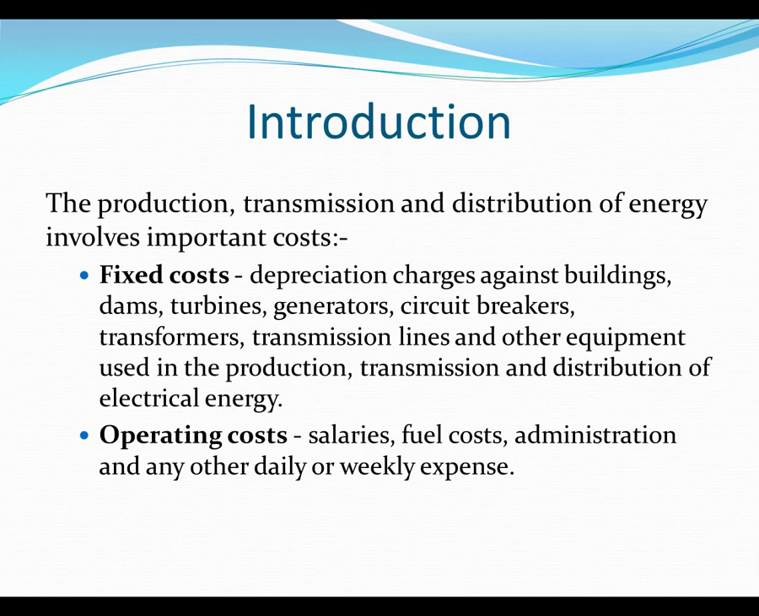So, as an introduction, production, transmission, and distribution of energy involve important costs. Okay? So there are two types of cost, which are fixed cost and operating cost. For the fixed cost, it involves the depreciation charges against buildings, dams, turbines, generators, circuit breakers, transformers, transmission lines, and other equipment used in the production, transmission, and distribution of the electrical energy.